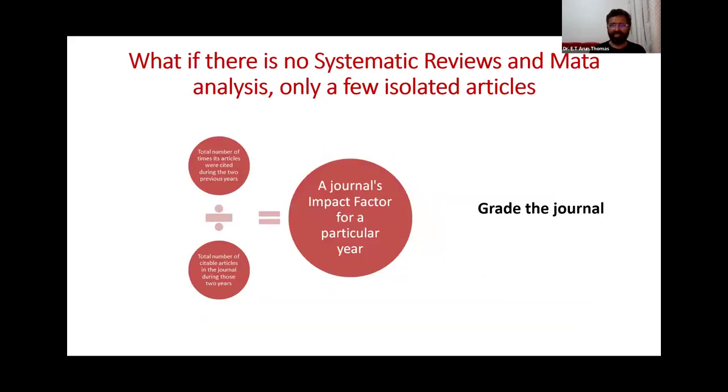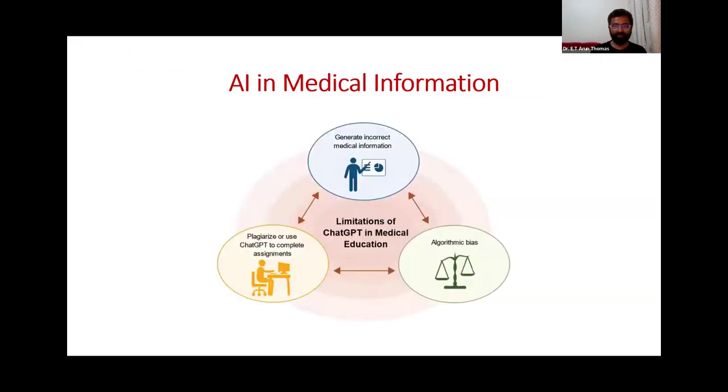Sometimes we don't get a systematic review and meta-analysis for all topics. Only some isolated articles are there. In that case, we have to look into studies from reputed journals. How can we identify reputed journals? You can look at the impact factor of the journal. Impact factor is the average number of citations per article in that journal in the last 2 years.